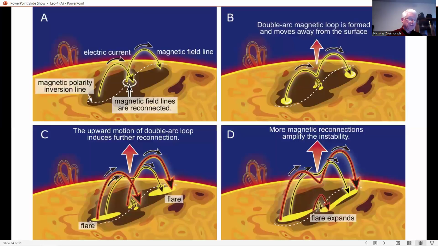Reconnection of magnetic fields can produce powerful flares, sudden eruptions of X-ray, ultraviolet, and visible radiation, plus high-energy atomic particles. Flares are important because they can have dramatic effects on Earth, such as communications blackouts.